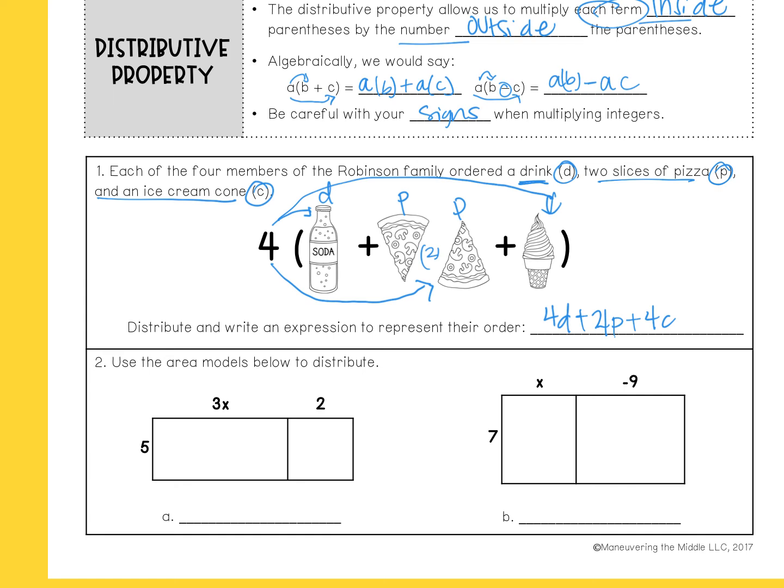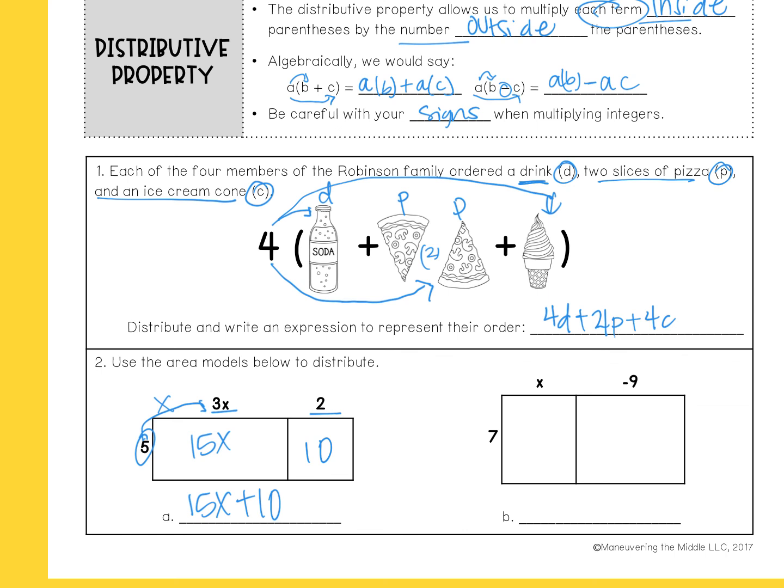And now we want to use the area models to distribute. So we have 5 here, and then we have 3x and 2. So I want to distribute my 5 to every number on the top. So if I distribute 5 to my 3x, and I have an area model is equal multiplication. So 5 times 3 would be 15x. And then we have 5 times 2, so we would get 10. So after we multiply our length and our width, we have 15x plus 10.